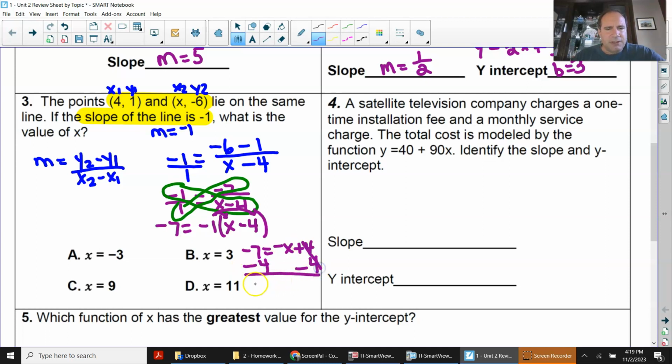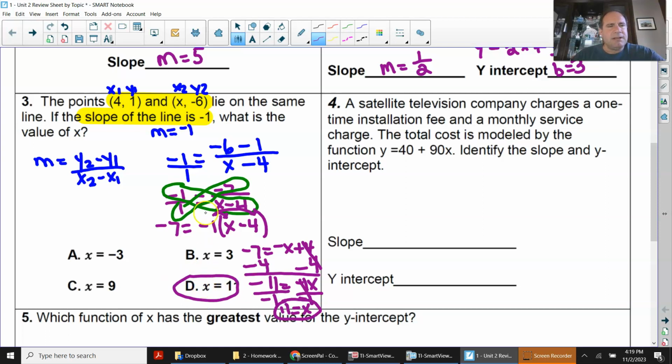And this cancels, and you get negative 11 equals negative x. Well, you can't leave negative x, so the number next to negative x is a negative 1. You divide by negative 1 on both sides. This negative 1 cancels, and then x equals 11. If x equals 11, that is your answer.